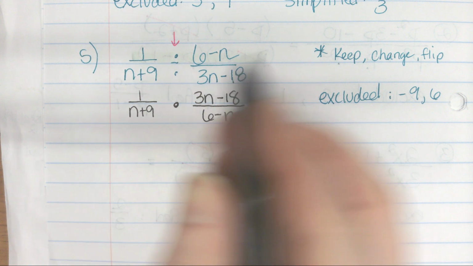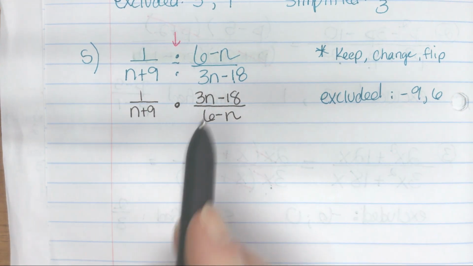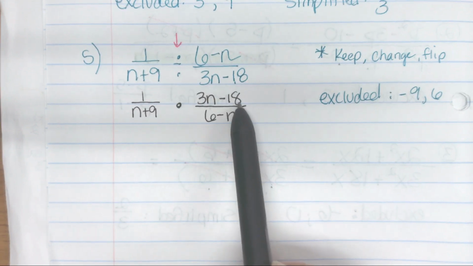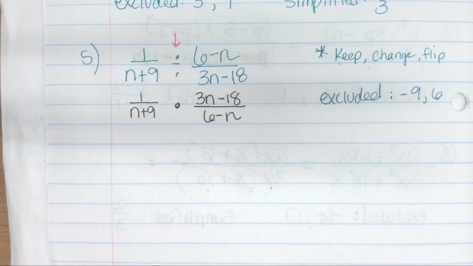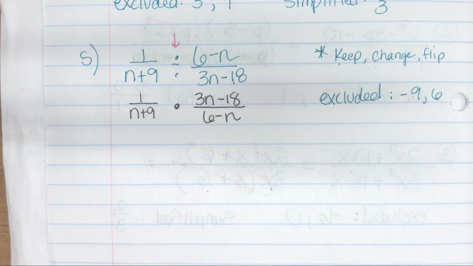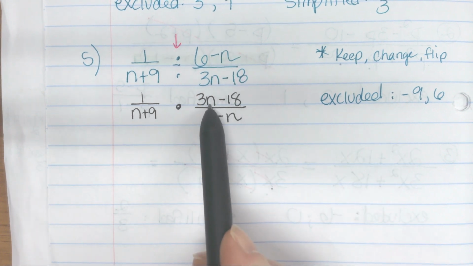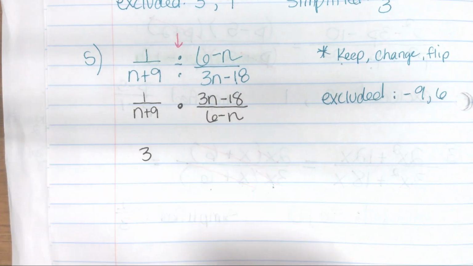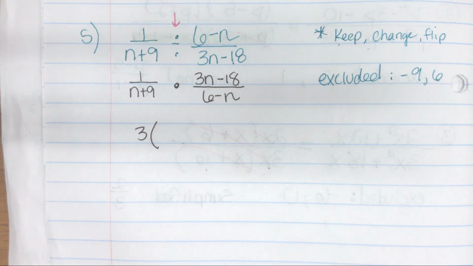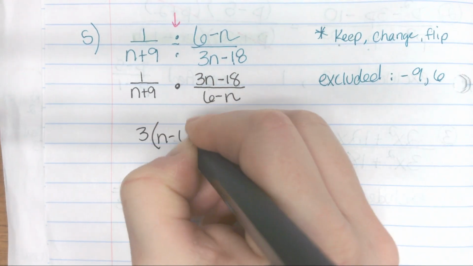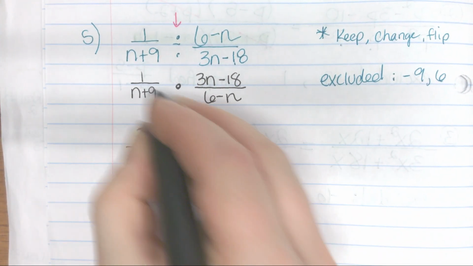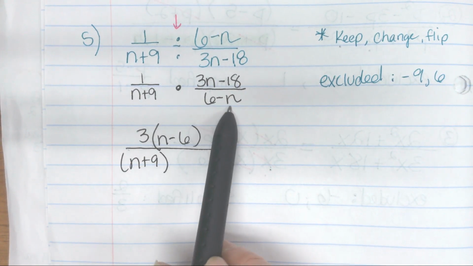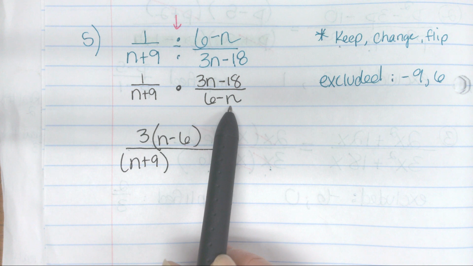So on the top, I'm going to multiply straight across, and I have 3n minus 18. Could you simplify 3n minus 18? Is there a GCF of 3n and 18? Yeah, isn't it 3? Okay, so I'm going to take out a 3. Divide both things by 3. This is n minus 6. On the bottom, I have n plus 9. And on this one, I am going to flip it around and make it negative n plus 6.